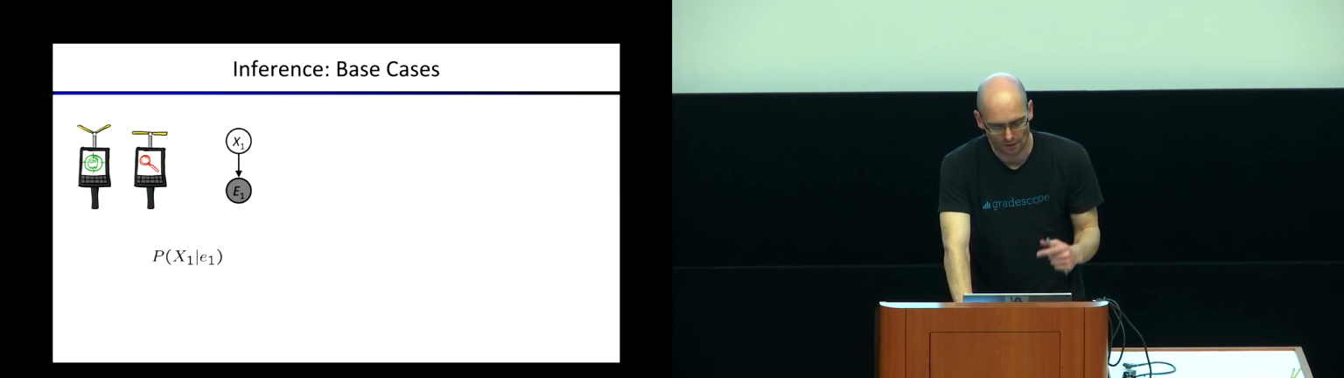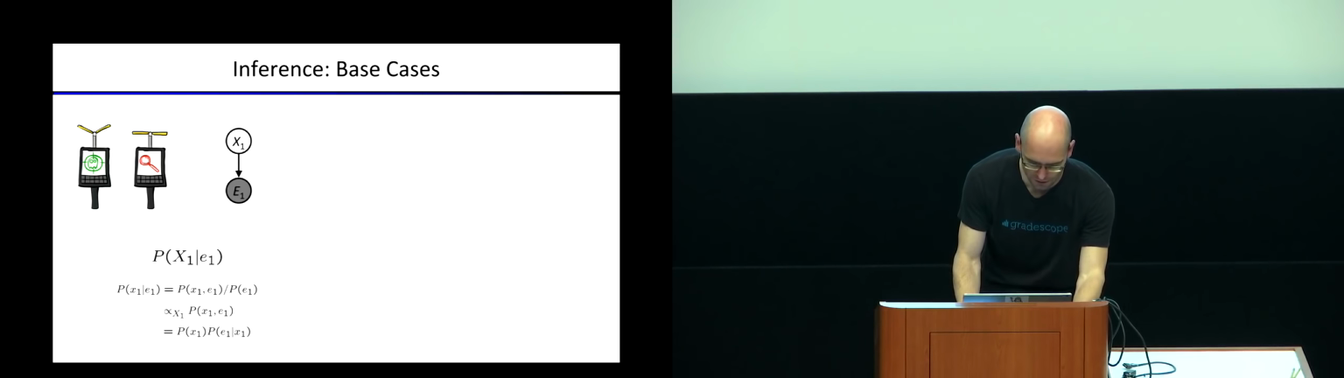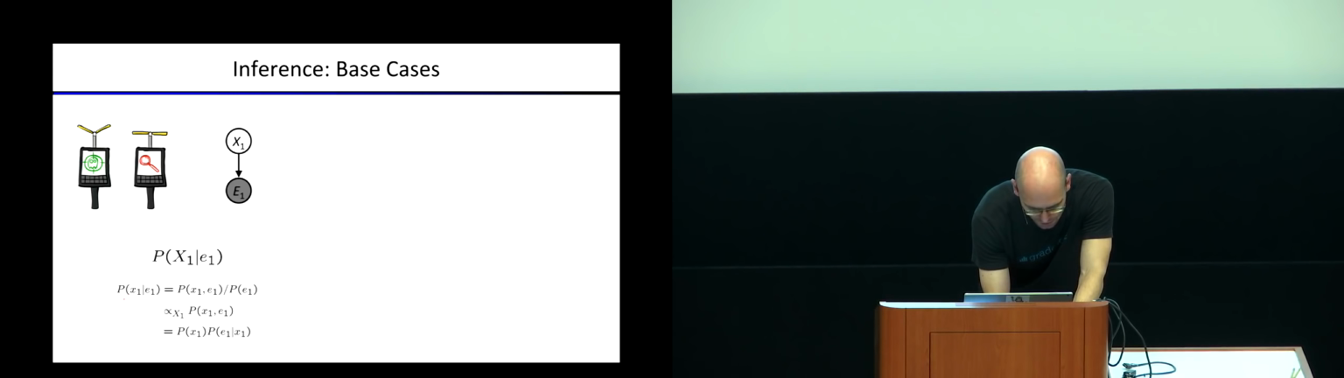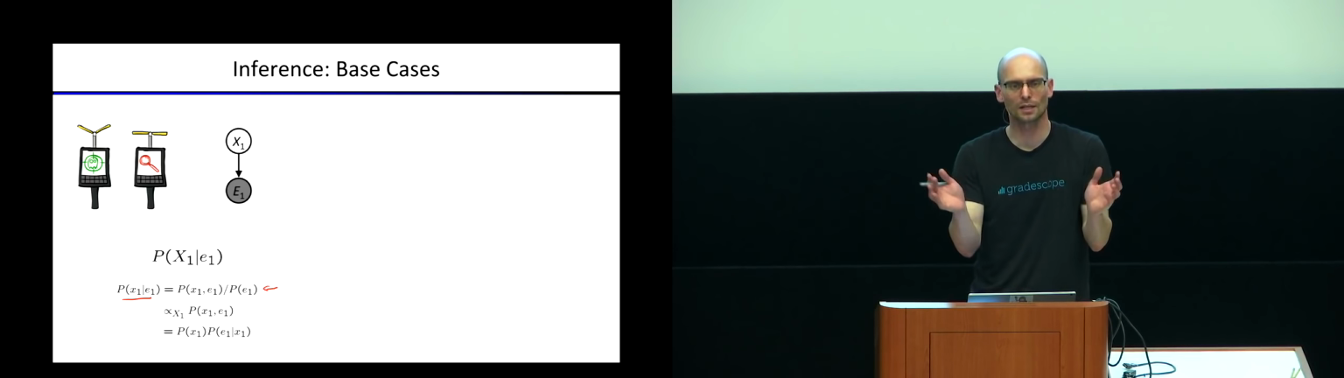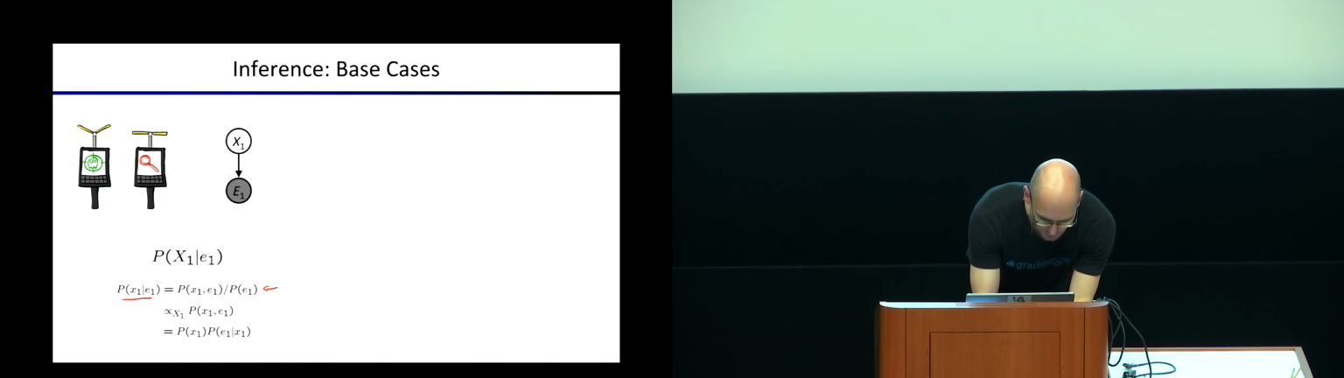Okay, so what are the base cases? We either observe evidence, where we want to compute the posterior of x1 given the evidence E1. How do we do this? Well, this is the calculation. The conditional of x1 given E1 is by definition the joint of x1 and E1 divided by the probability of E1. Then we use this proportionality sign to get rid of this term.